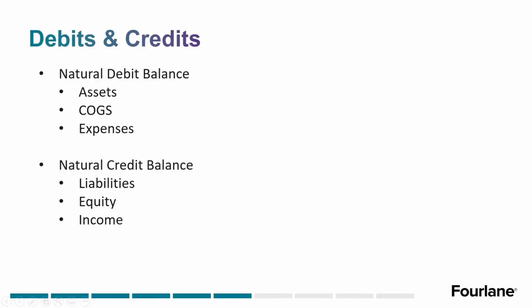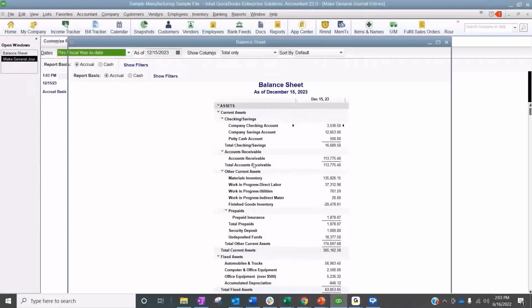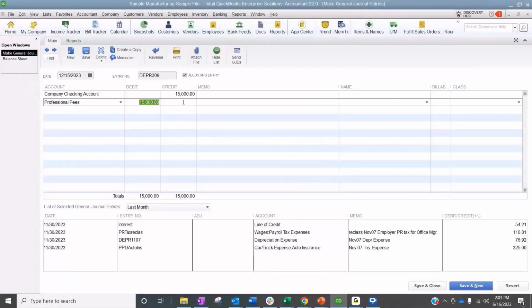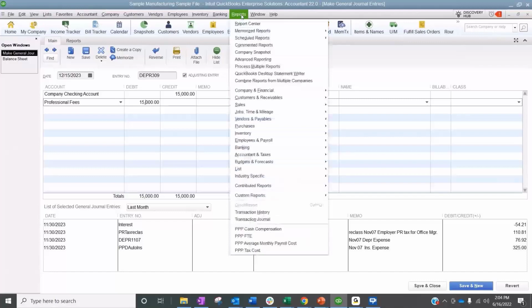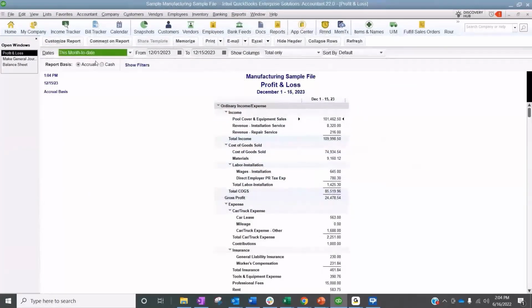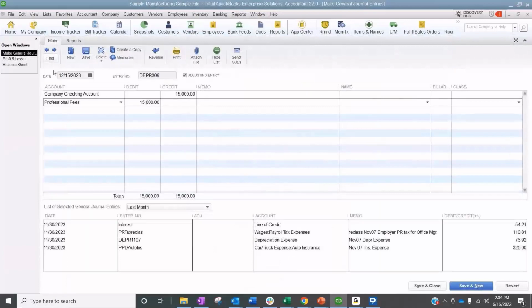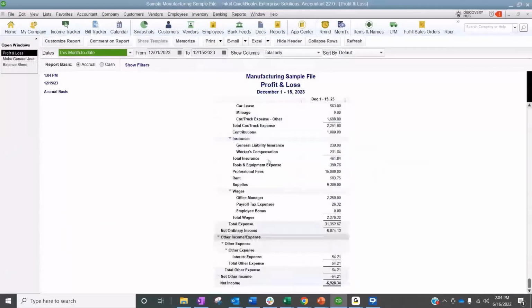So again, when I went back in here on my journal entry and I had professional fees, debit, because this is an expense account, for $15,000, this is actually making that account go up on my P&L. So if I look at my P&L and I look at professional fees, right now I have $15,000, and it's a positive amount. That's all I had in there. I didn't even have anything else, so that's perfect. You guys can see that that $15,000 amount is all that's sitting there.